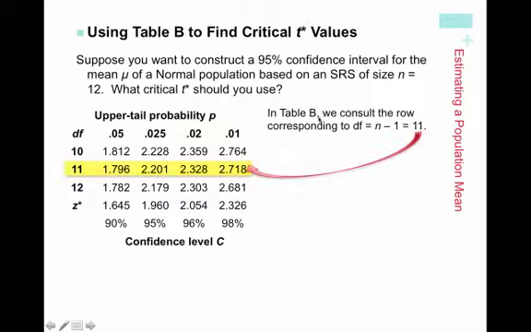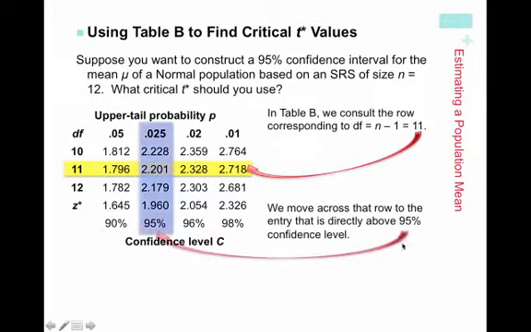And in table B, we're going to consult the row corresponding to the number of degrees of freedom. We have a sample size of 12. That means the degrees of freedom are 11. So we're looking in this row. What's our confidence level? Our confidence level is 95% here. The top is the upper tail probability. This is how much is in each one of the tails on either side of our normal curve. So each tail has 0.025, or 2.5%.